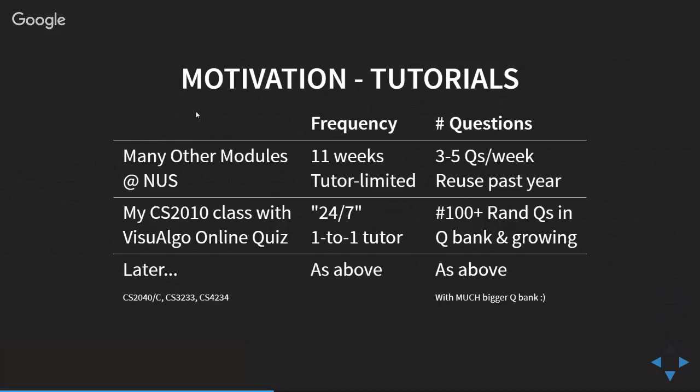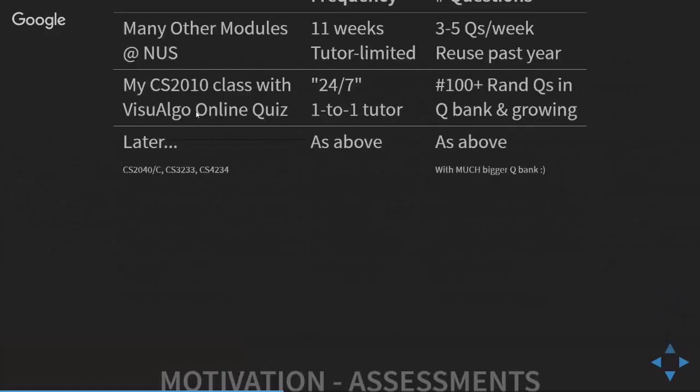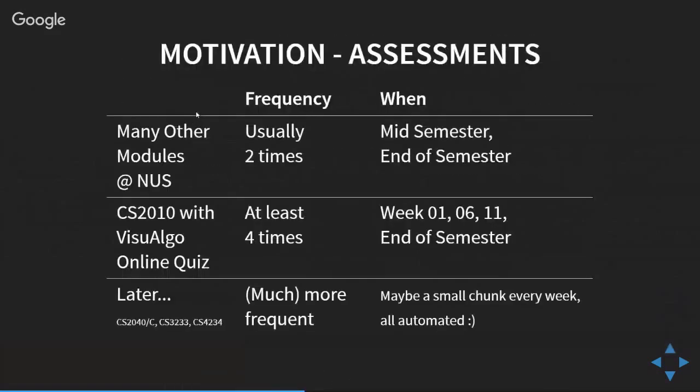Right? So in NUS, there are 11 weeks, 1 hour each, for those tutorials. Usually, we discuss 3 to 5 questions per week. But what if I can clone myself 24/7? Then these students can access questions that I have prepared for them, 100 plus at the moment, and they can review until they understand. And then I can hide some of the harder questions and use them for assessment.